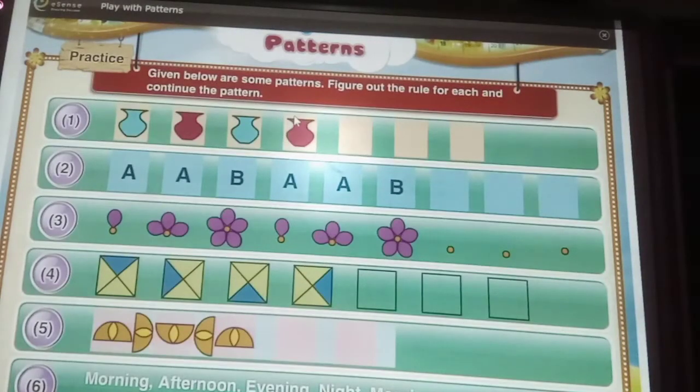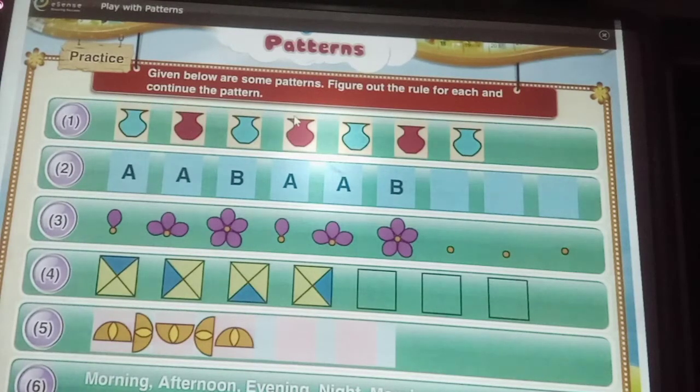Practice time. Given here are some patterns. Figure out the rule for each and continue the pattern. In the first pattern, one blue pot and then the red pot is given. This pattern is then repeated. Thus, after red pot, we will have blue pot, again a red pot, and then a blue pot.